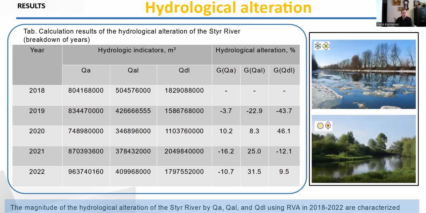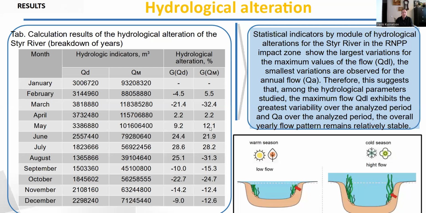The hydrological alteration of the Styr River by the average annual flow QA, low flow QAL, and maximum flow QDL in 2018 to 2022 is characterized as low and moderate. Average daily flow and average monthly flow are characterized as low. The term low suggests that the impact might be minimal in some components, while moderate indicates a more noticeable but still manageable level of hydrological alteration.